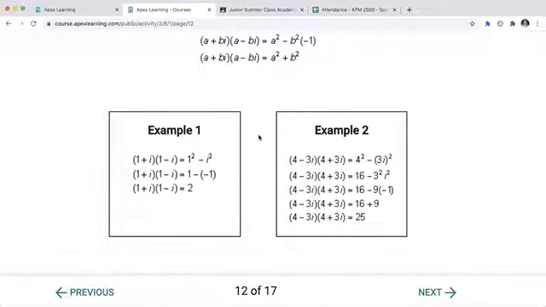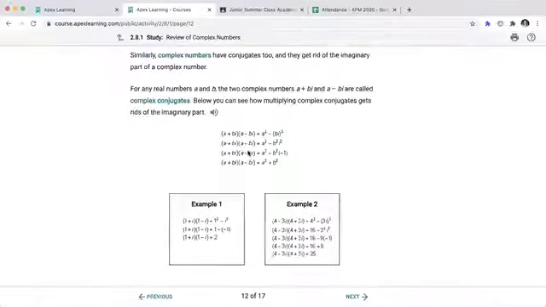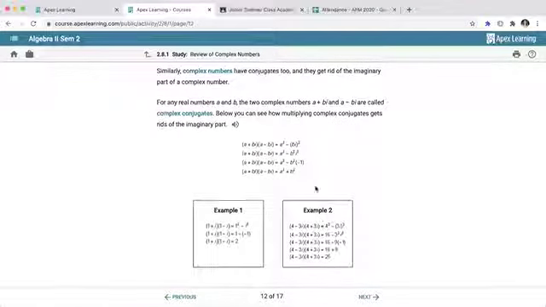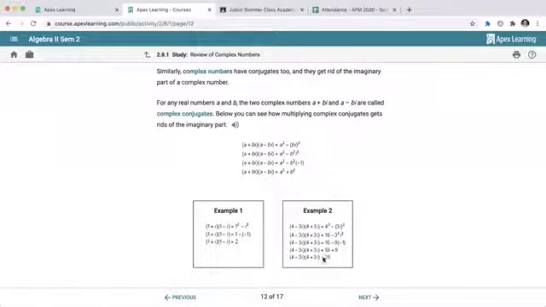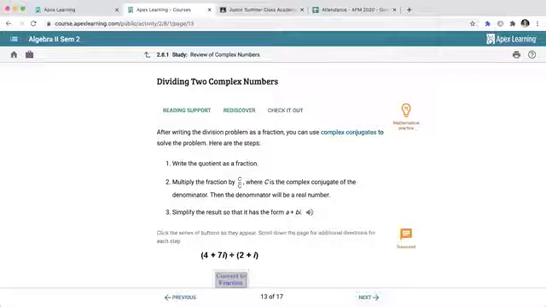So again, it's much, much easier if we can get our denominator to be a real value. When we're dividing complex numbers, if we have a complex number in the denominator, we're going to have to use our complex conjugate to solve the problem.